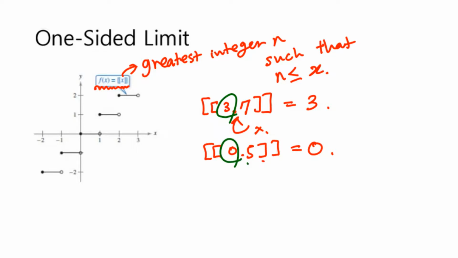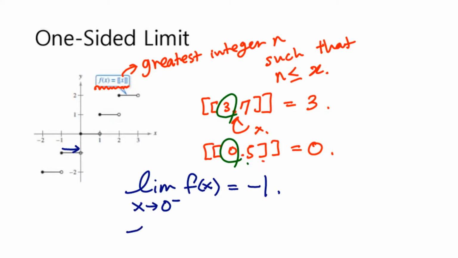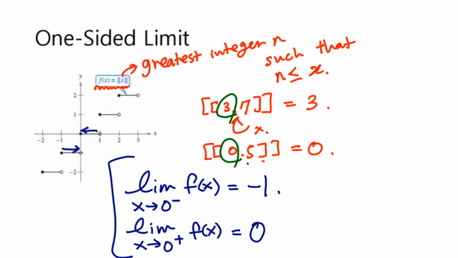In this case, what would the limit be as x approaches 0 from the left? From the left to 0 is negative 1. What is the one-sided limit as x approaches 0 from the right? From the right to 0 is 0. So if you use the one-sided limit, the same function, the answer will be different.